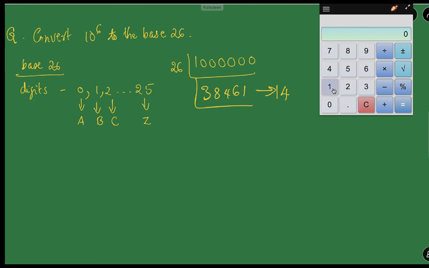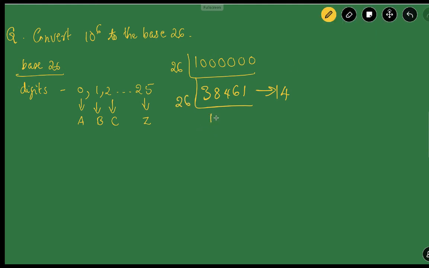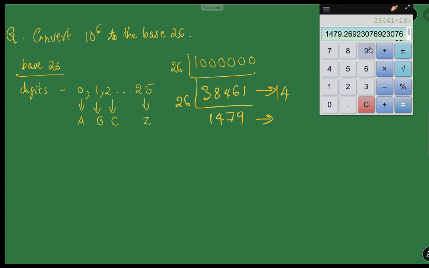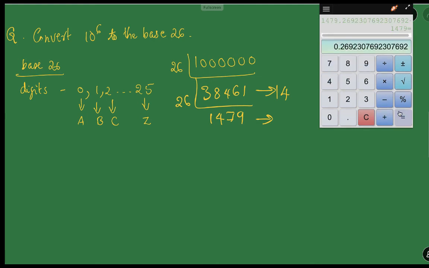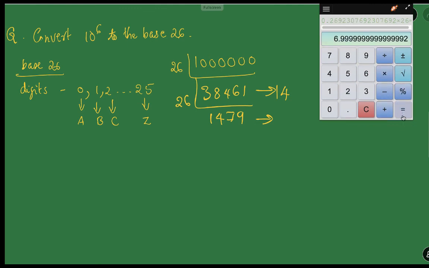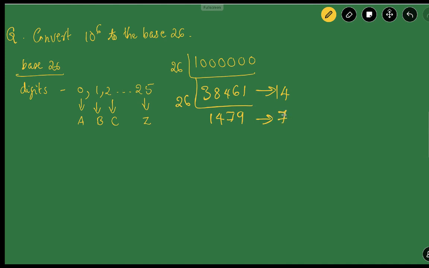This difference is due to the truncation of fractional part in the result displayed in our calculator. Now let us divide 38,461 by 26. Our quotient is the integer part 1479. To find the remainder, we will be subtracting 1479 from this result and then multiplying it by 26. Here also the remainder will be equal to 7, since the difference is caused by the truncation of fractional part in our result. We can write 7 as our remainder.